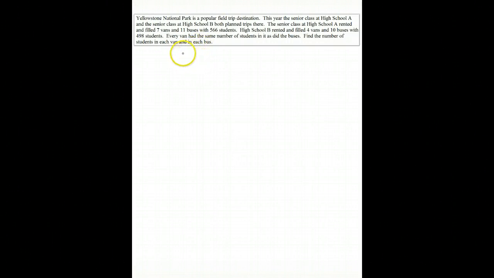Find the number of students in each van and each bus. So they filled up everything. Alright, so since I'm asked to find the number of students in the van and the bus, that's what I'm going to make my variables equal to.